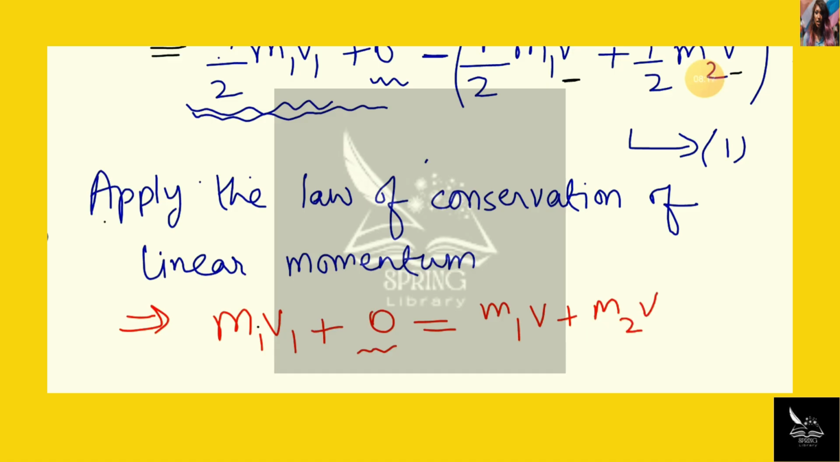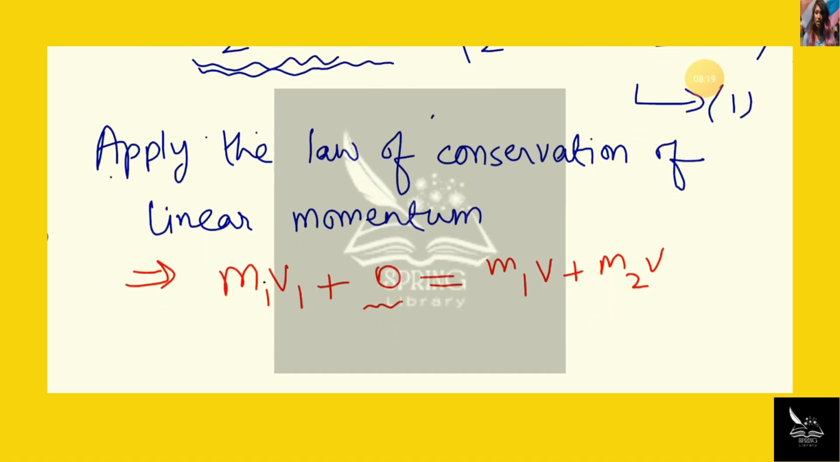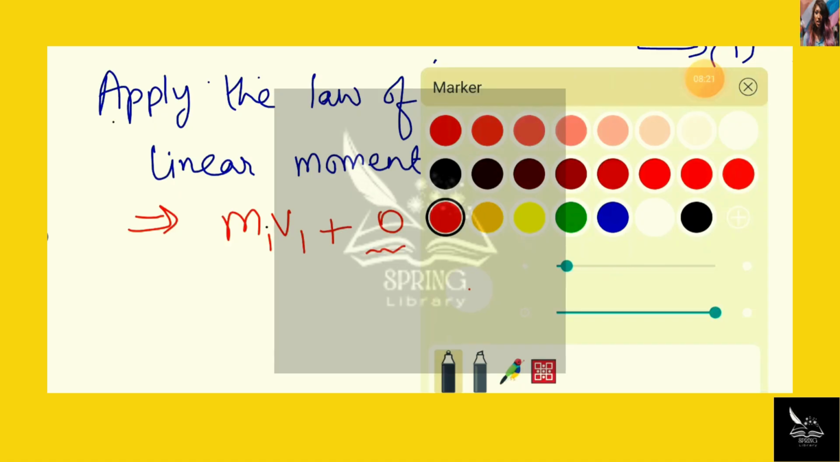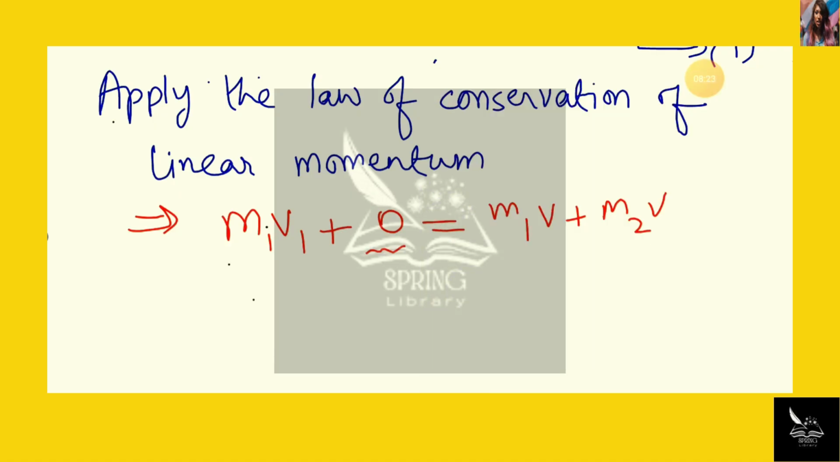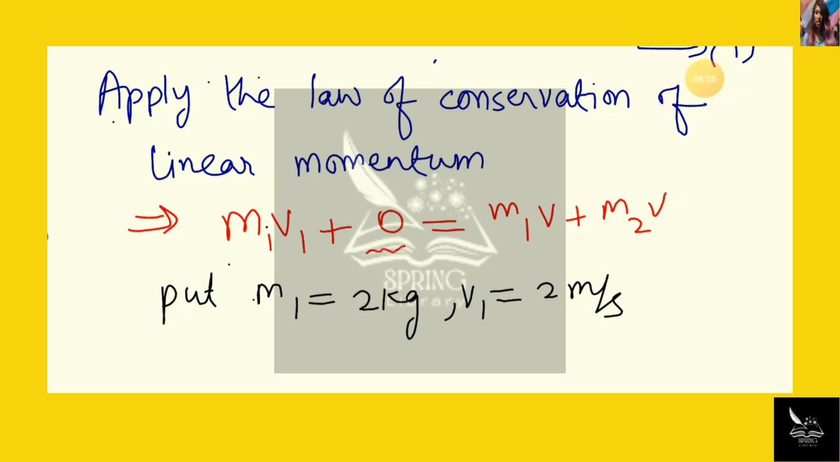Now the next step is to substitute the values of the data: put m1 equal to 2 kg and v1 equal to 2 meter per second, as given in the question, and also put the value of m2 equal to 2 kg in this line.